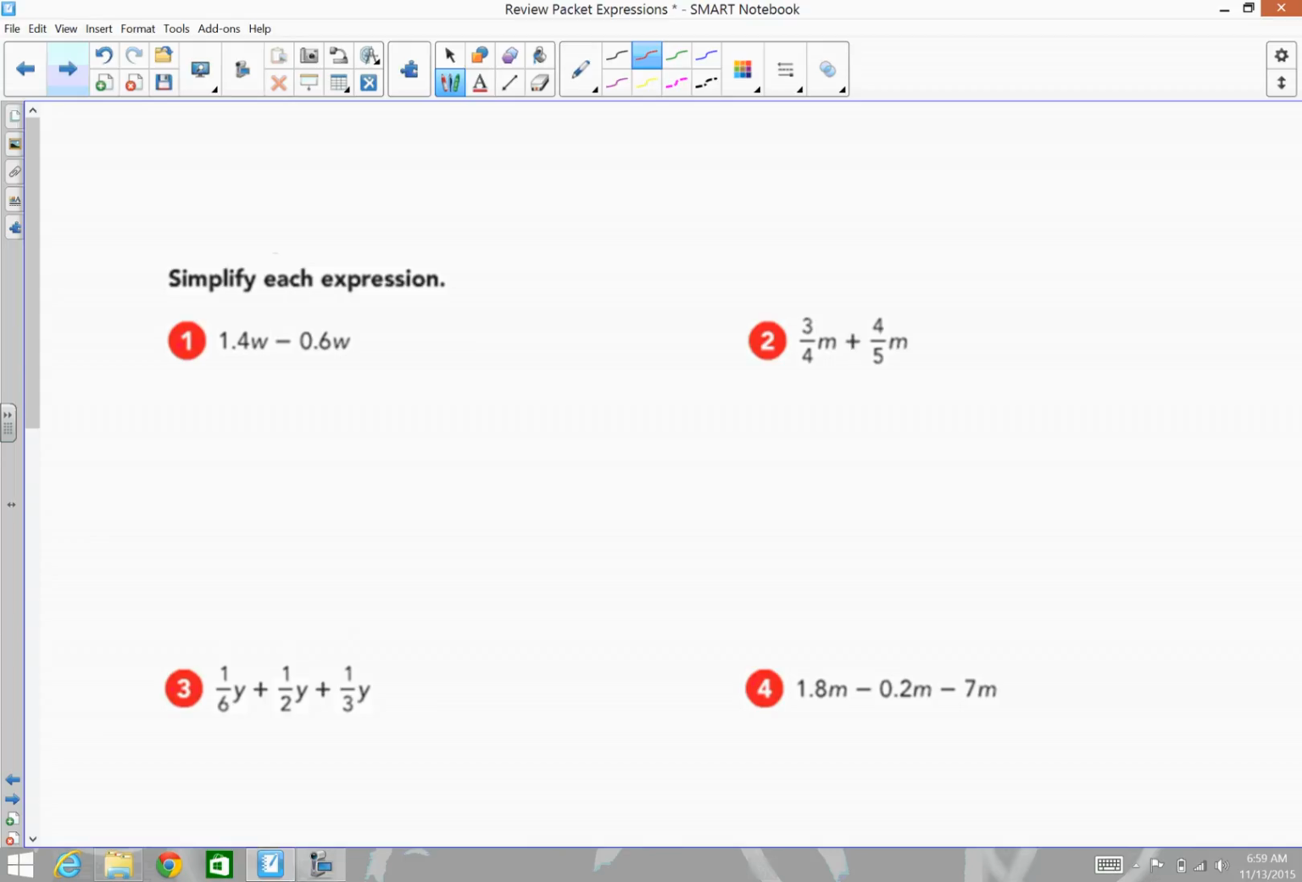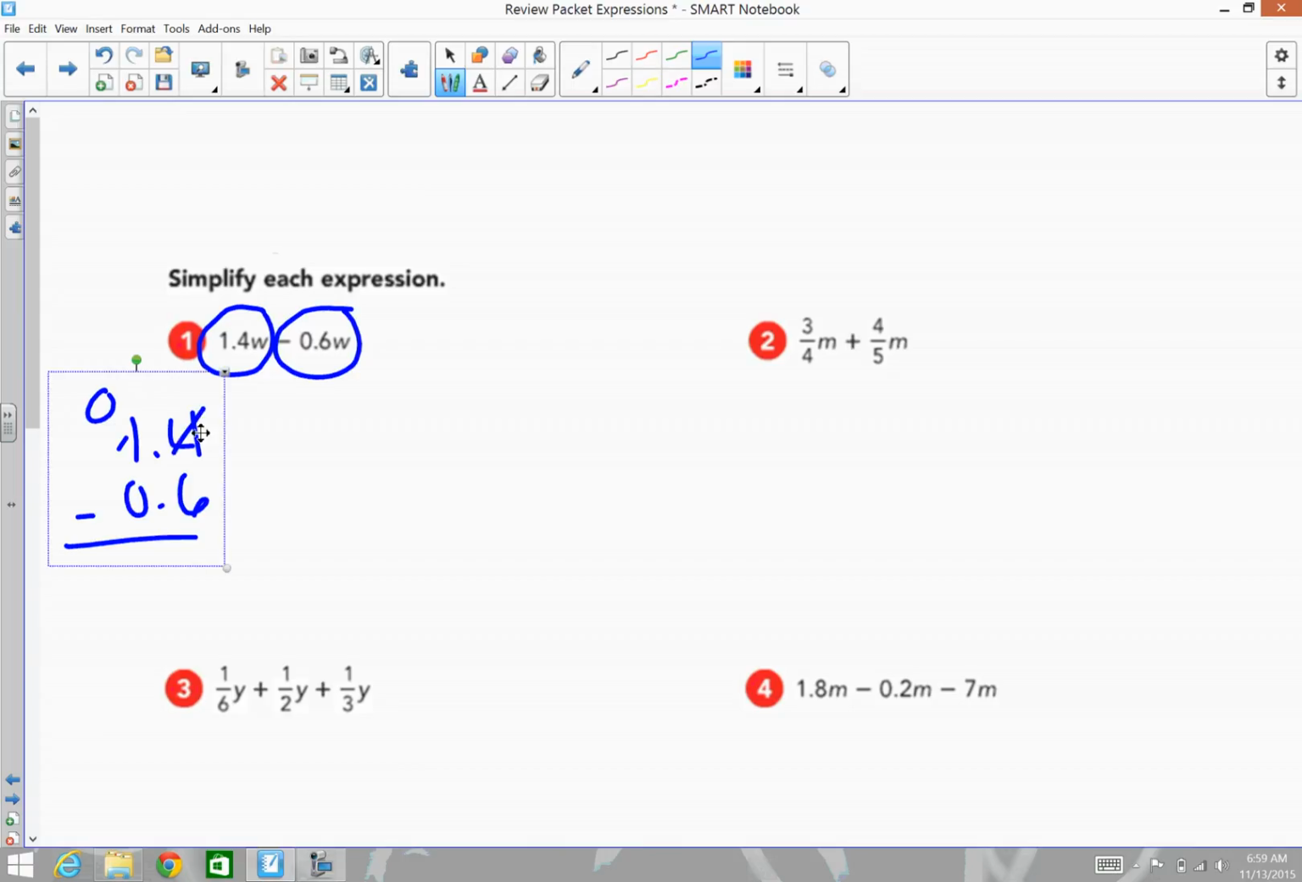Okay, on this section, we are going to use our shapes to combine like terms. Okay, that's what it means to simplify expressions. Okay, when I look at the first one here, I recognize that they both have W's. So this is more a matter of keeping your sign straight. Okay, we have 1.4 minus 0.6. Okay, so 1.4 minus 0.6, we need to borrow. Okay, 14 minus 6 is 8, 0 minus 0 is 0, bring the decimal down, so we end up getting 0.8 W.